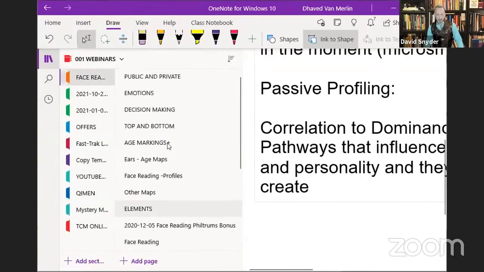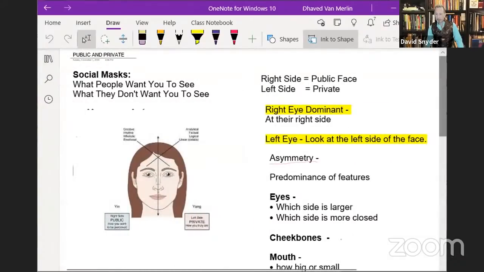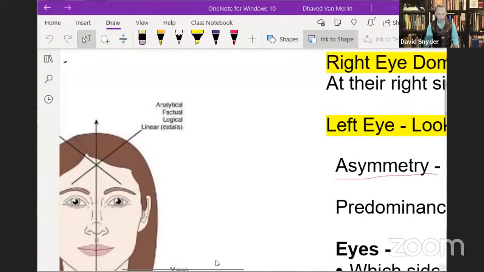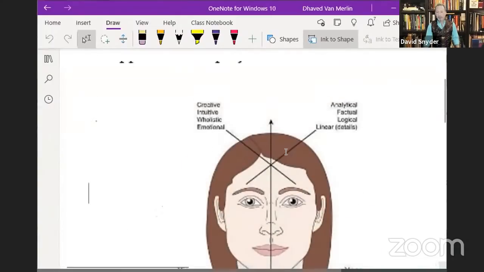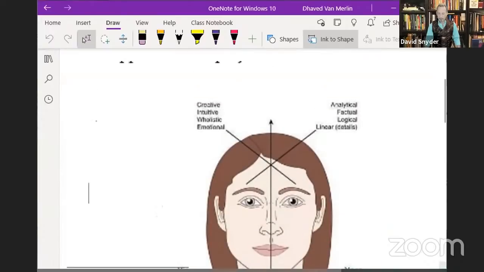Let's go up to public and private. So once again, for those of you who want to take a screenshot, this is the social mask. This is what people want you to see versus what they don't want you to see. If we look at this particular graphic, I apologize for the pixelation, the left side is our private face. Sorry, left side is private. Right side is public.